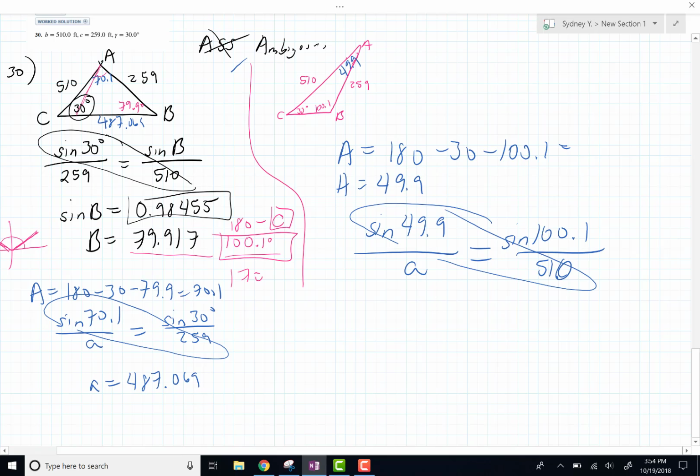And so we'll multiply on that diagonal and divide by the other guy. So we'll do 510 times the sine of 49.9, and we'll divide that by the sine of 100.1, and so A is 396.3ish. Check. And so 396.3 would be the last side of that. And so you've got all the angles, all the sides of the second guy. Woohoo!